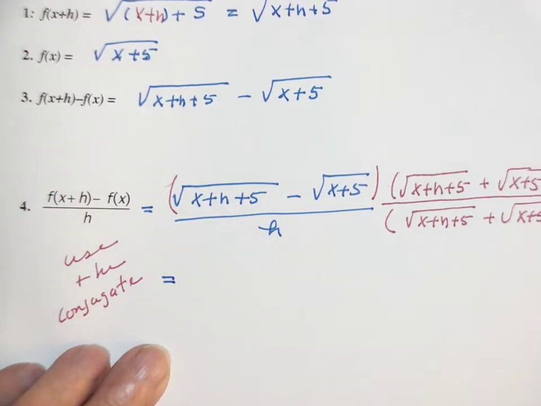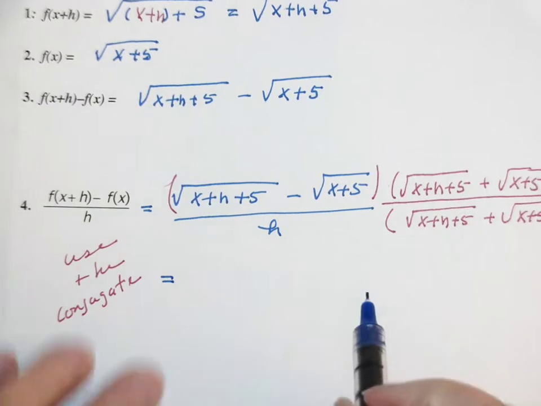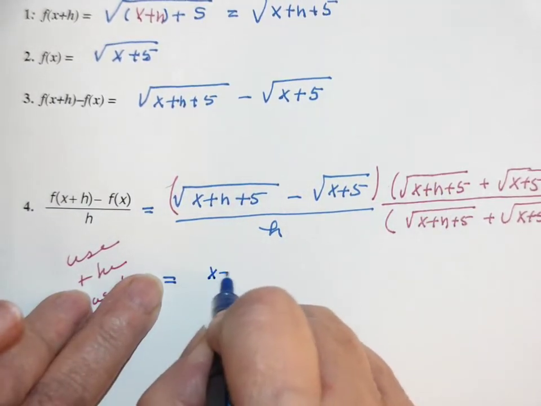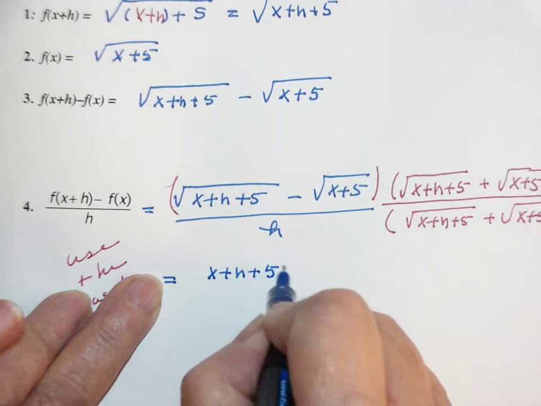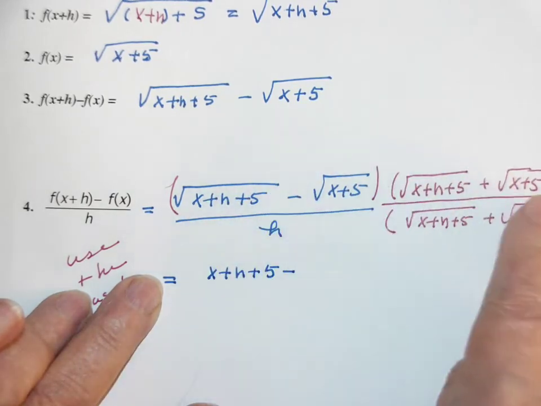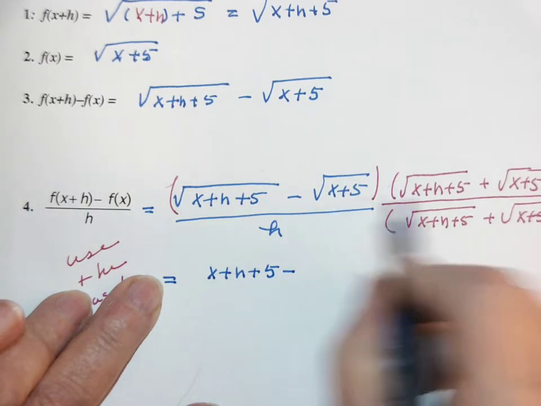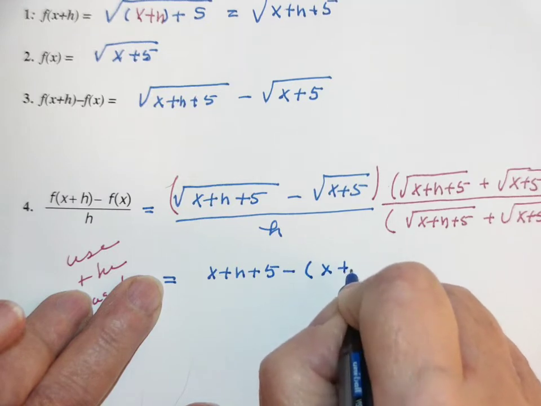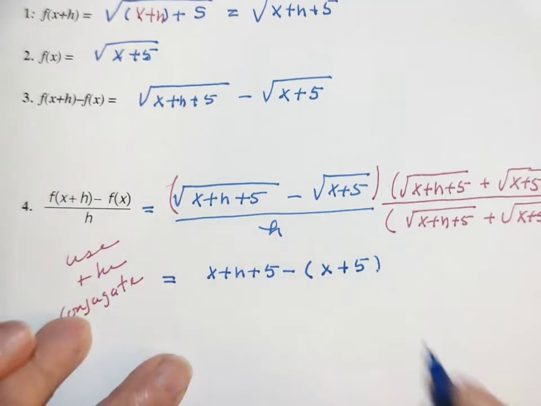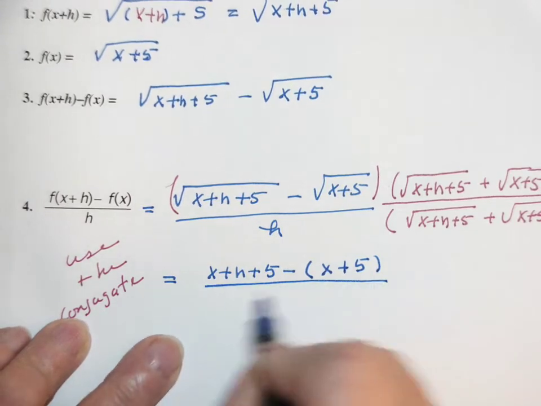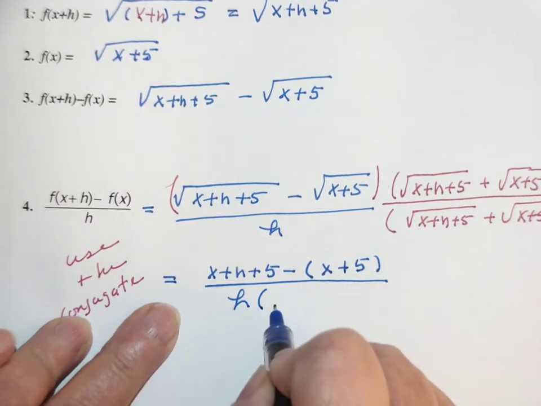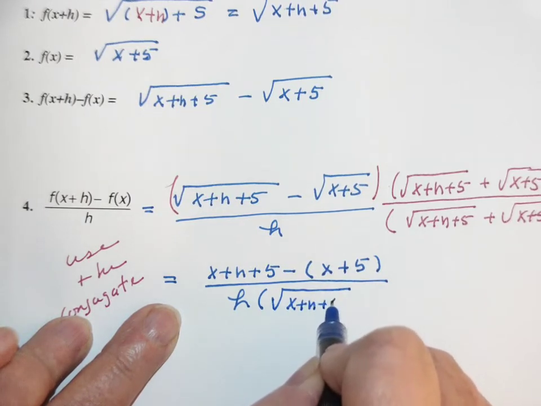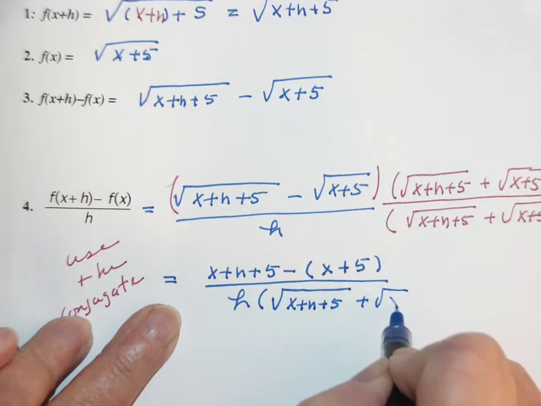Ultimately, that h has to go away. So radical times radical eliminates the radical. Inner and outers add to 0. Radical times radical, but that's more than one term, so it comes out in parentheses, all over h times the square root of x plus h plus 5 plus the square root of x plus 5.